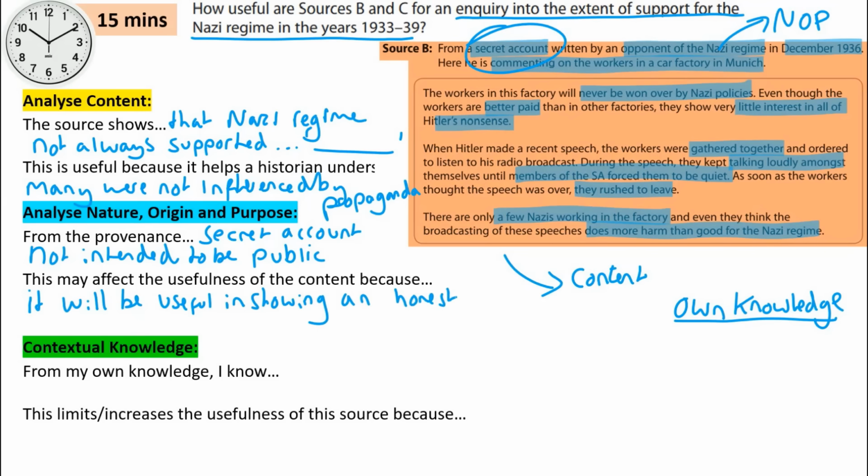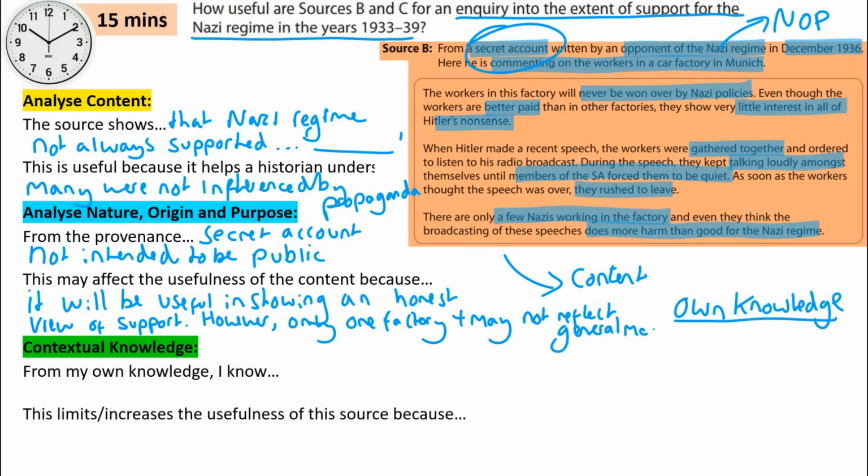Does it make it more useful? Well, maybe say how. Does it make it less useful? Again, maybe say how. I'm doing both of these here. It's going to be useful in this case because it's going to show an honest view without being censored. However, maybe it's not useful based on the provenance because it's only showing one factory and may not reflect the general mood. If you want to look at this source in more detail, feel free to pause. But it's these sentence starters, the second one for each, which is what enables you to get into the highest level.